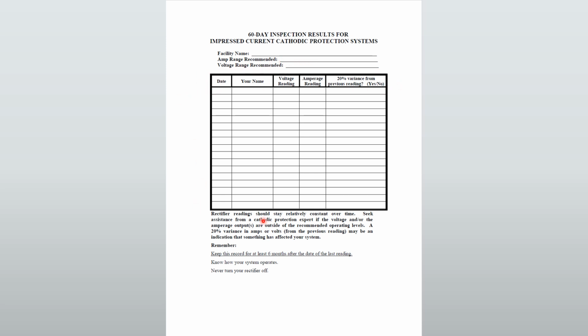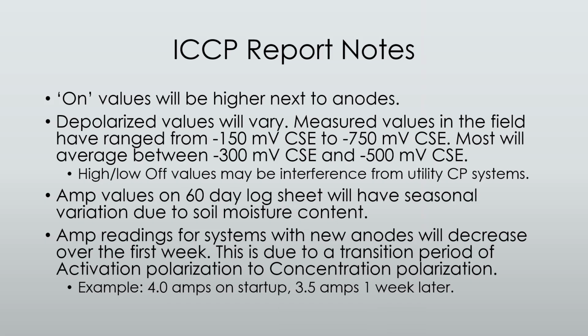Basic information, extra stuff down here, just really basic. As long as you have something that shows that you're taking measurements, that's about all you need. Additional notes, this is getting more in the weeds, but I figured I'd put it on here. On values will be higher next to anodes. Depolarized values will vary. They can vary greatly. Measured values in the field have ranged from -150 to -750. Most will average between -300 and -500.